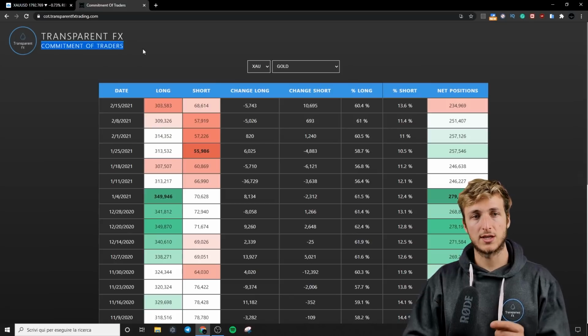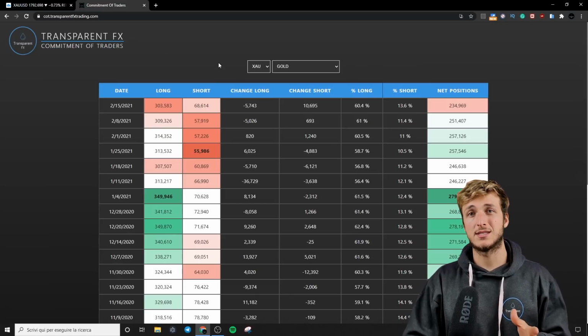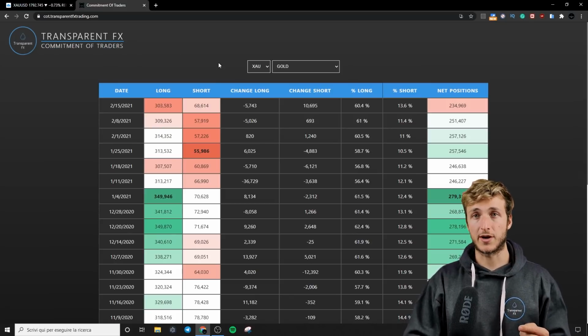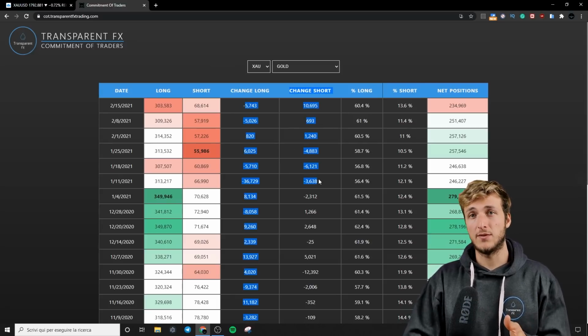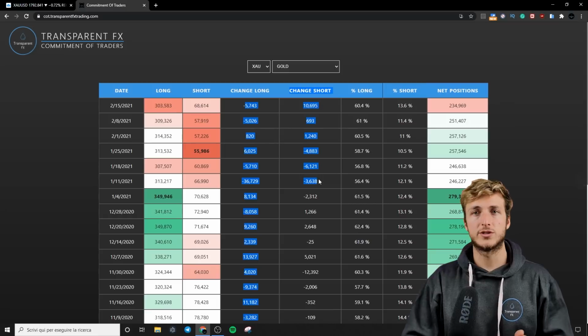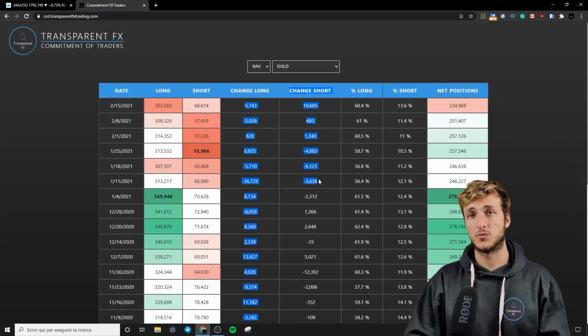Now, why do we check the commitment of traders? Because this is how the non-commercials in the market, so the biggest speculators in the market, which are hedge funds, so the big players of the market itself, are moving their positions in time. And if you can see how they're shifting their orders, you do have an advantage over your competition in the market.